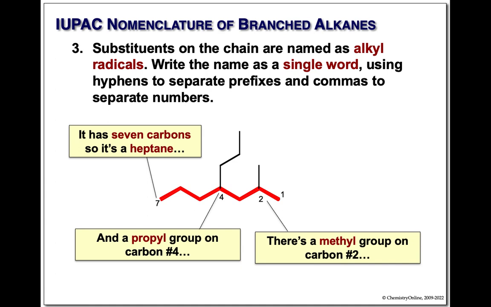Now we're going to arrange these alphabetically, using hyphens and commas to separate the numbers. So we'll start off with carbon 2 has a methyl group. Carbon 4 has a propyl group. And our parent is a heptane. And that's the name. Oh, it gets to be fun after a while.